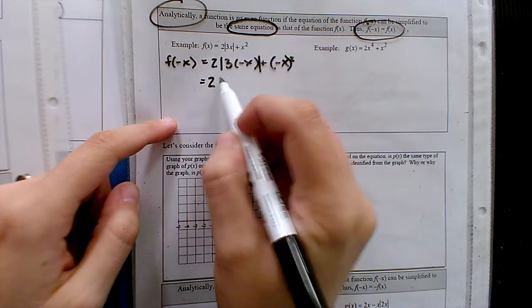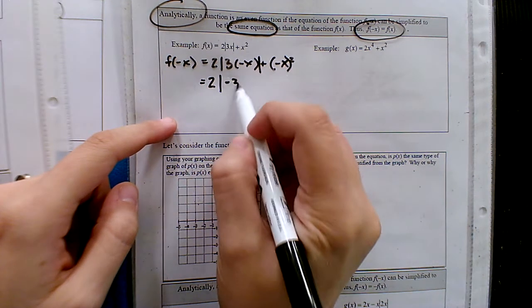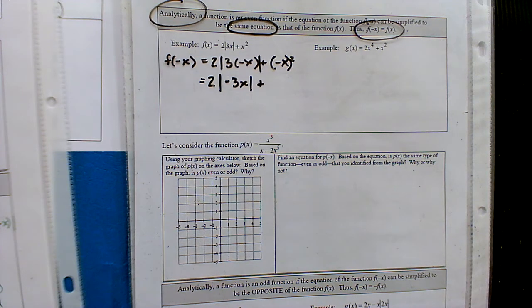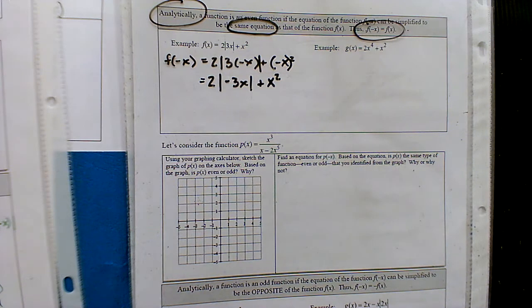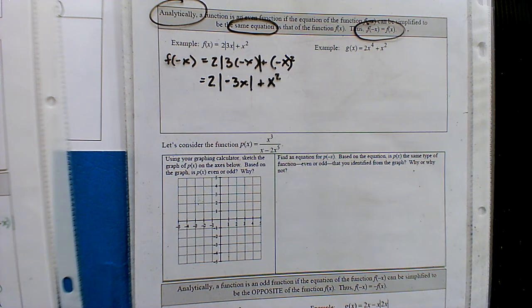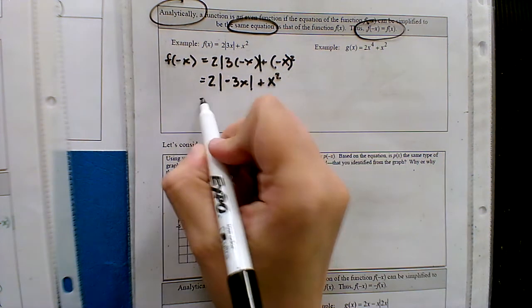let's see what we would get. 3 times negative x is negative 3x. Negative x squared, negative x times negative x, can simplify to a positive x squared. Can we simplify the absolute value a little further? Absolute value of negative 3x. It'd just be 3x.